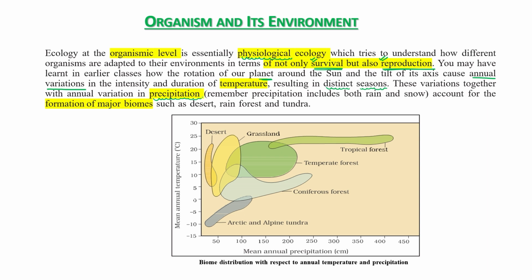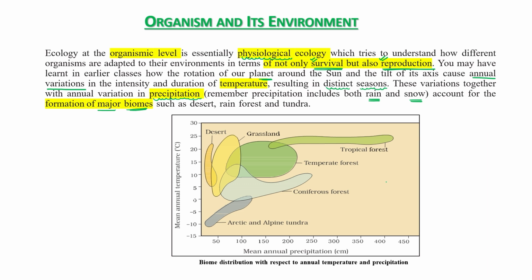And what is the meaning of this precipitation? Precipitation means rainfall and snowfall too. Both the things, rainfall and snowfall. Okay, it includes both. So variation in precipitation accounts for the formation of major biomes which are present on our earth. So many biomes are present on our earth.